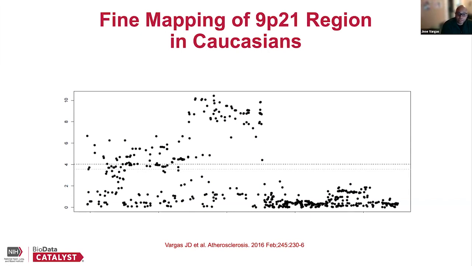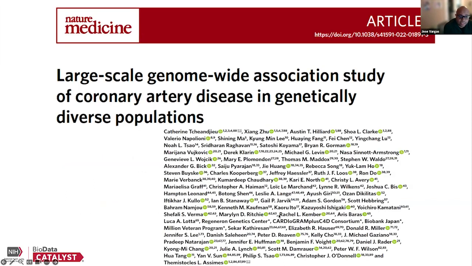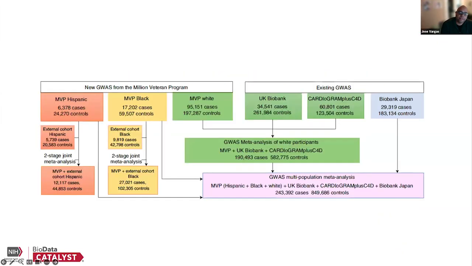Now, this data is about, as I mentioned, about 10 years old, and Catherine Tcheandjieu and team had this great paper that just came out a few months ago. They did a large-scale genome-wide association study of coronary artery disease in genetically diverse populations. So this was really an update in a diverse cohort of the original GWASs of coronary artery disease. It's a beautifully done paper. And you can see how the paper was set up.